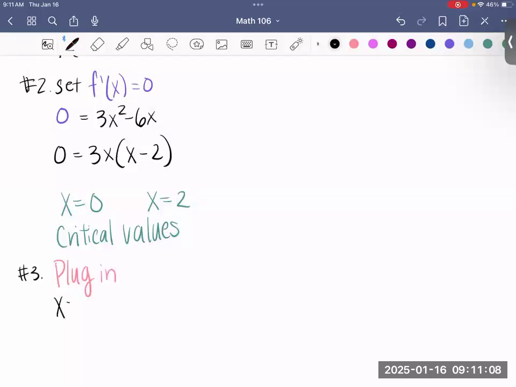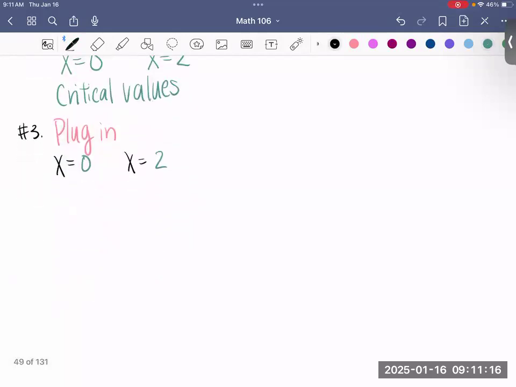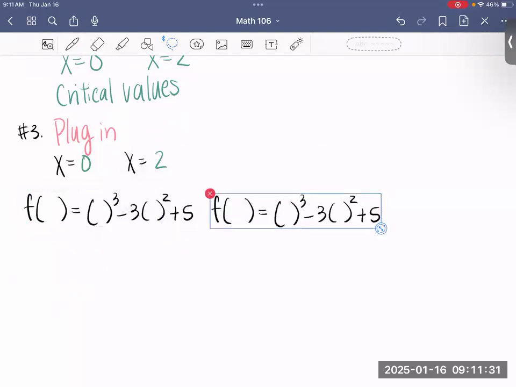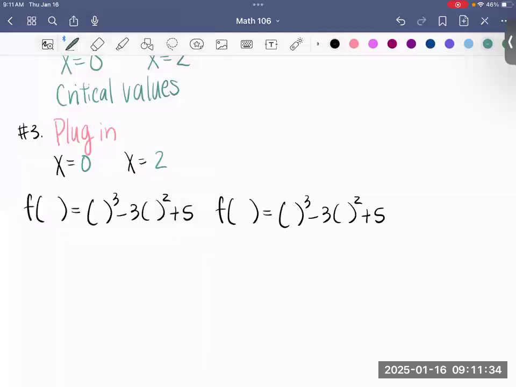Plug in x and x. We have 0 and 2 into your function from the very beginning, which is x cubed minus 3x squared plus 5, which I'm just going to copy and paste. So we'll test it. 0, 0, 0, 2, 2, 2. So we have 5. So we have the critical point 0, 5.